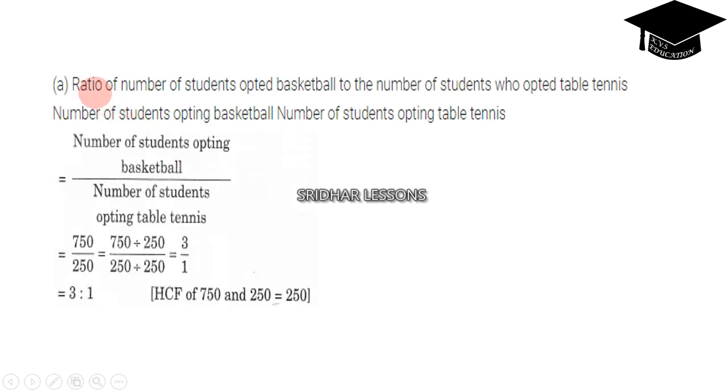Okay, now we will solve question A. Ratio of number of students opted basketball to the number of students who opted table tennis. That is number of students opting basketball by number of students opting table tennis, that is 750 by 250. Okay, and 250 cancels 750 3 times, so this is equal to 3 by 1, or we can call this as 3 is to 1. This is the required fraction.